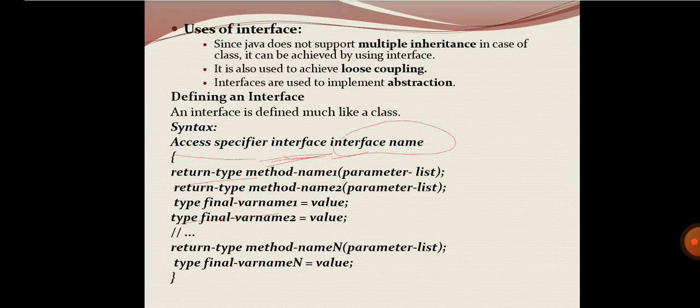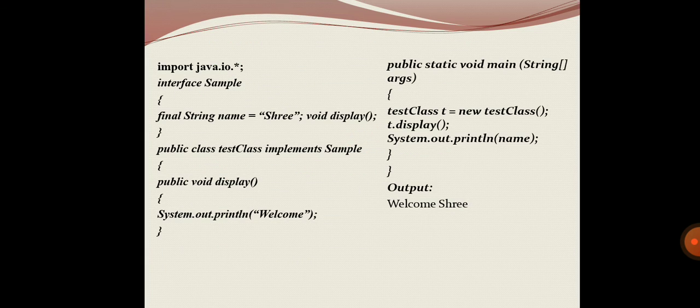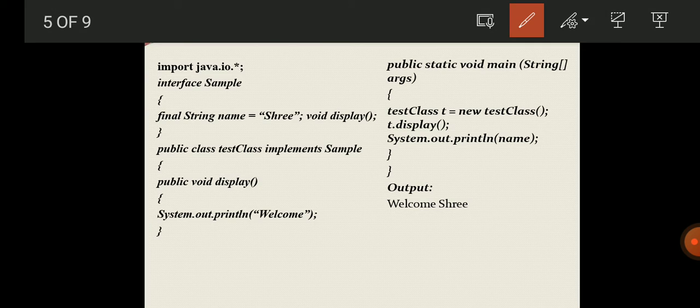Next we will see the sample code using interface. See here, the interface name is Sample, and here we are using the final String name, and inside it a method void display(). So the interface Sample has one String name as well as a void display() method. This void display() method will be implemented in the next class. See, public class TestClass implements Sample.